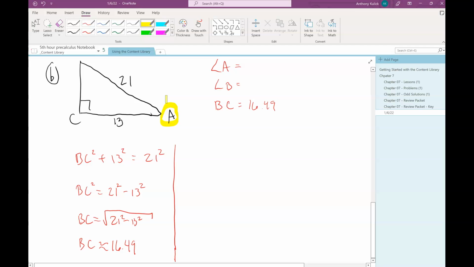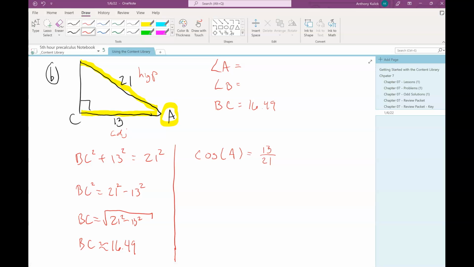Relative to angle A, the side that I know, 13, is opposite, adjacent, or hypotenuse? Adjacent. And the side 21 that I know is opposite, adjacent, or hypotenuse? Hypotenuse. So which trig function am I going to want to use here? Cosine. Perfect. So we'll say cosine of A is equal to adjacent over hypotenuse.